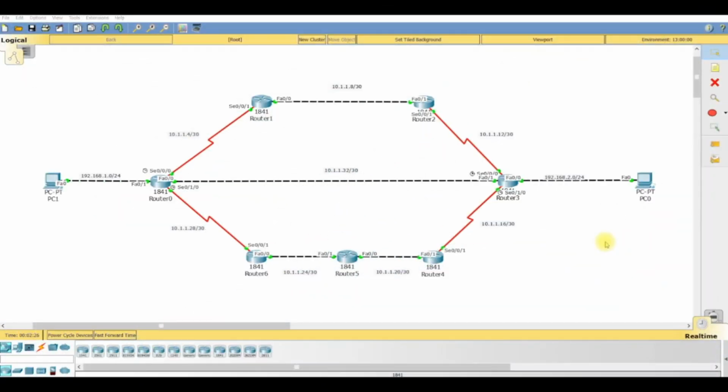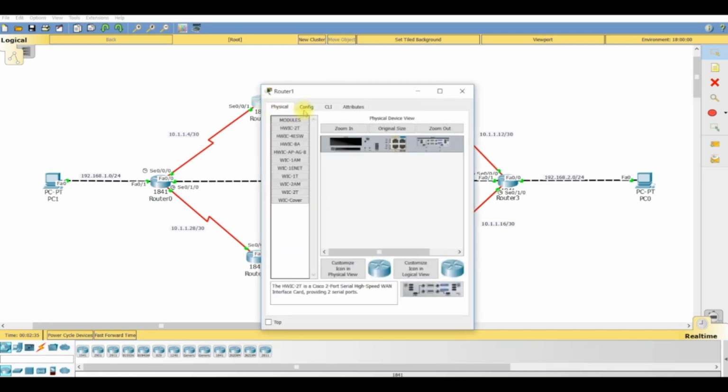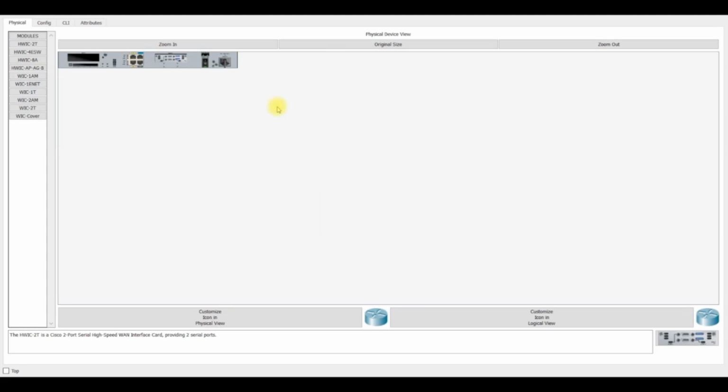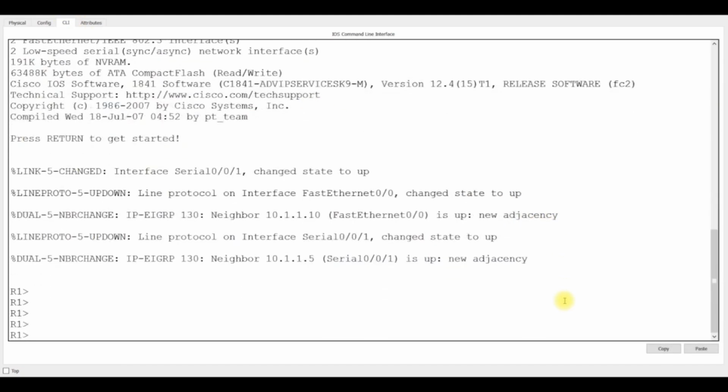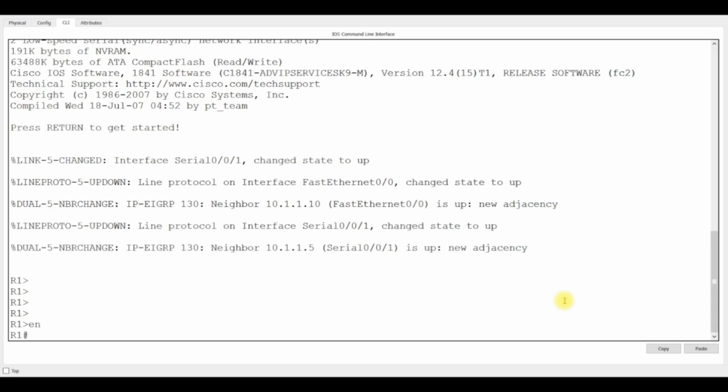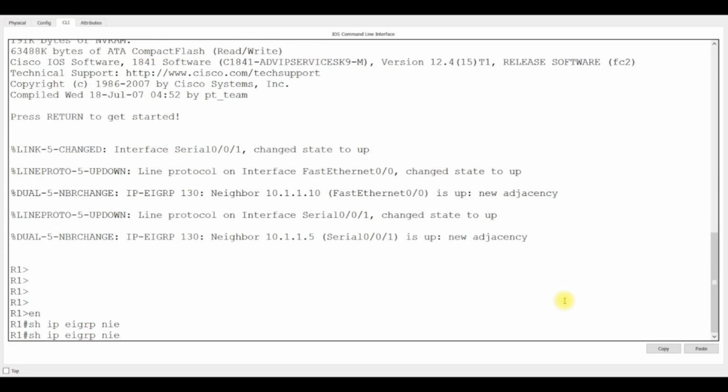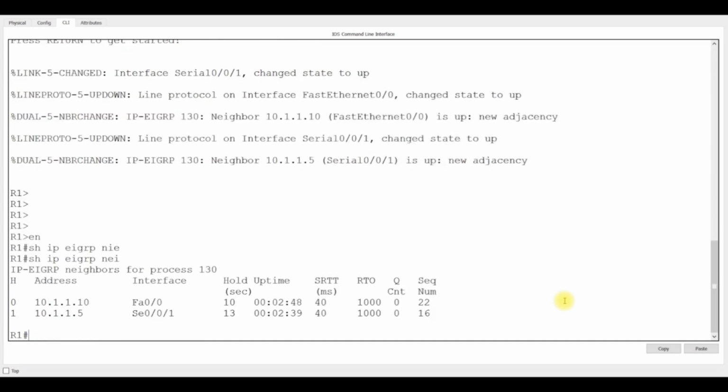All right, so we learned a little bit about terminology. Now we're going to take a look at the neighbor table, which we know helps populate the topology table. So let's go back to router 1, maximize it, and take a look at our neighbor table. Show IP EIGRP neighbor. Oops, spelled it wrong, and there we go.